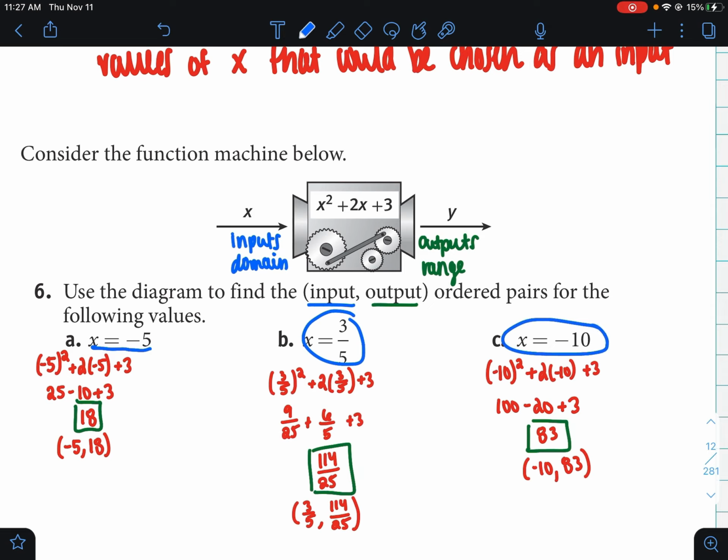Okay? So your final answer here would be these ordered pairs, negative 5, 18. When I plug in a negative 5, I got out a 18. When I plugged in a 3/5, I got out a 114 over 25. When I plugged in a negative 10, I got out a positive 83. Okay. Now, before I get a bunch of questions here, yes, you can write it as fractions, you can write it as decimals, whatever makes you most comfortable. You can use mixed numbers if you'd like, right? Any of the following. As long as they are all the same, that's what matters. Okay?